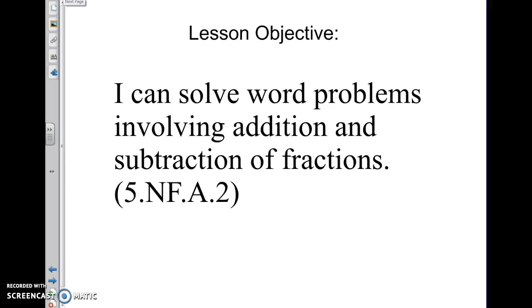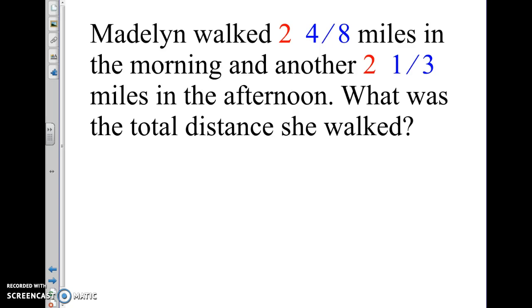Our lesson objective today: I can solve word problems involving addition and subtraction of fractions. 5th grade standard, numbers and fractions, A2. Madeline walked 2 4/8 miles in the morning and another 2 1/3 miles in the afternoon. What was the total distance she walked?